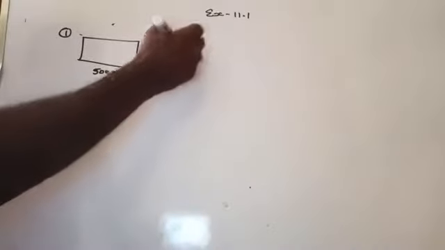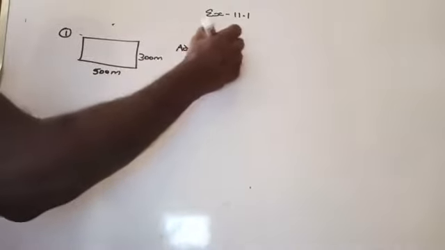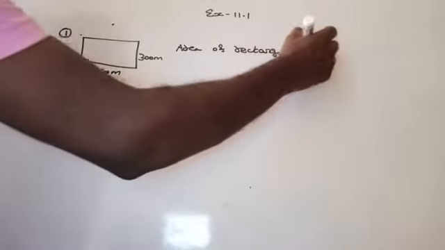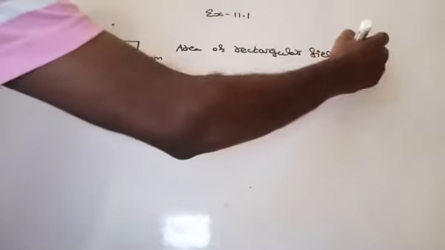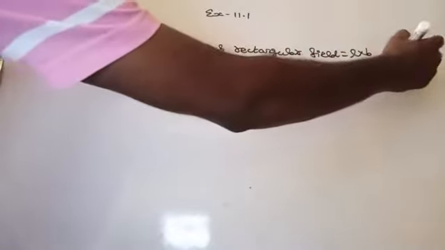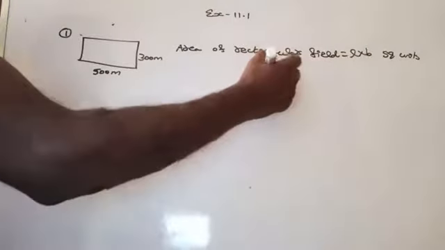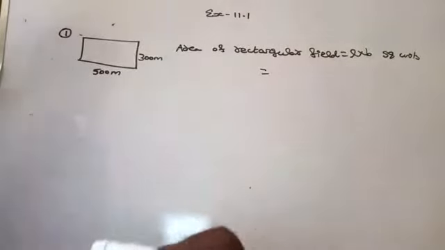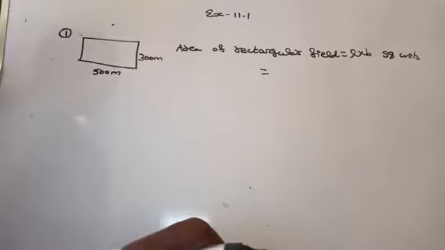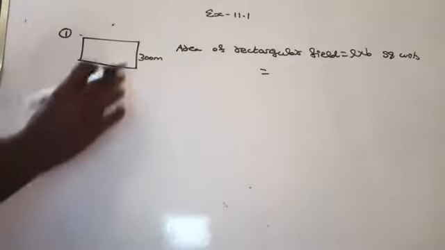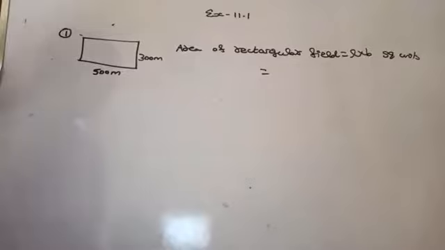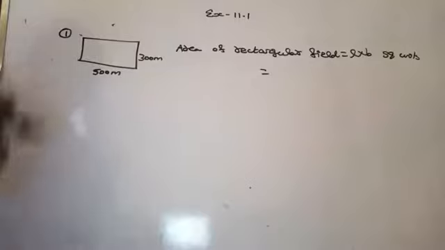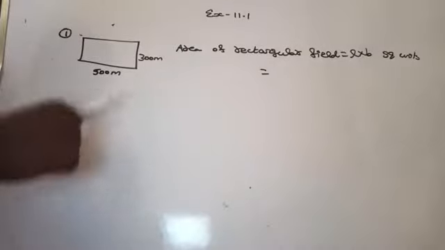Now first you find the area of the rectangular field. What is the area of the rectangle formula? Yes, length into breadth. So the area of the rectangular field is equal to length into breadth square units. Here the length is 500 meter and the breadth is 300 meter. When we are finding the perimeter and area, you have to check whether the given sides are in the same units or not. Here length is in meter, breadth is also in meter, so we can find the area. Otherwise you have to convert into the same unit.